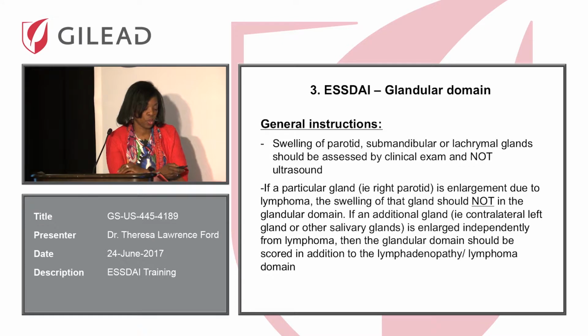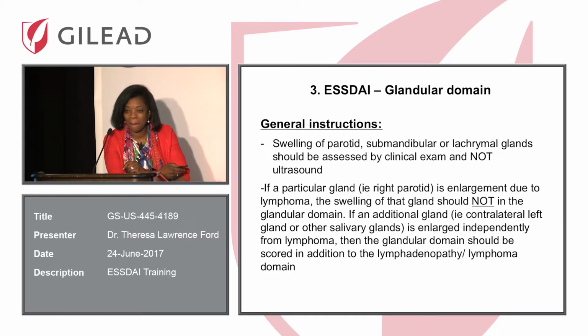So, general instructions: swelling of any of these glands should be assessed by clinical exam and not by ultrasound, so it's going to be your examination. And if a particular gland, for example the right parotid, is enlarged due to lymphoma, the swelling of that gland should not be measured in the glandular domain. But if in addition the contralateral, the left gland or another salivary gland, is enlarged independent from lymphoma, then it should be scored under the glandular domain. Does that make sense? Okay, somewhat. So we'll see it an additional time.